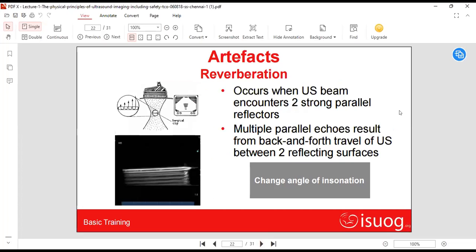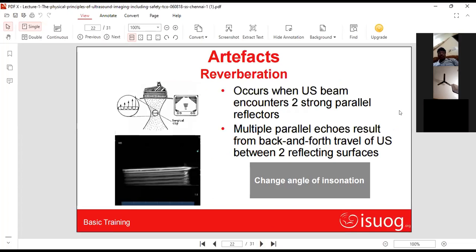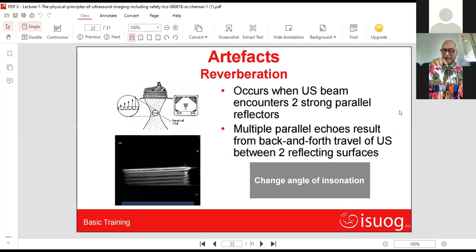Reverberation artifact. This occurs when the ultrasound beam encounters two strong parallel reflectors, or multiple parallel echoes result from back and forth travel of ultrasound waves between two reflecting surfaces. Many times we see this in the urinary bladder, where we see a lot of parallel lines. What we do is either change the angle of insonation or decrease the gain. That is how we avoid this kind of artifact. Next slide, please.